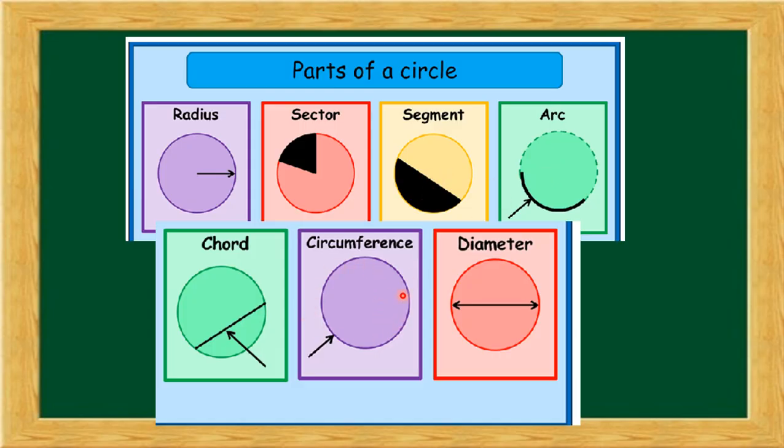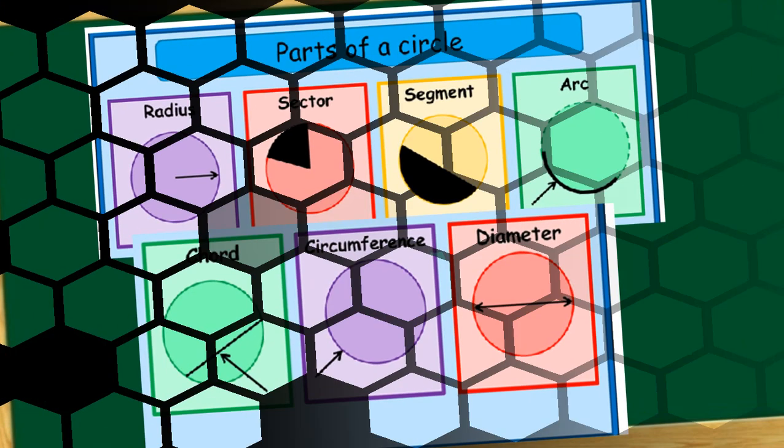And circumference is the total length of the boundary of the circle. And a chord is a line segment joining two points on the boundary of the circle. And we know that the longest chord is the diameter, which passes through the center of the circle. So all this is the revision which we studied in the previous classes. Now let's start our topic for the present class.